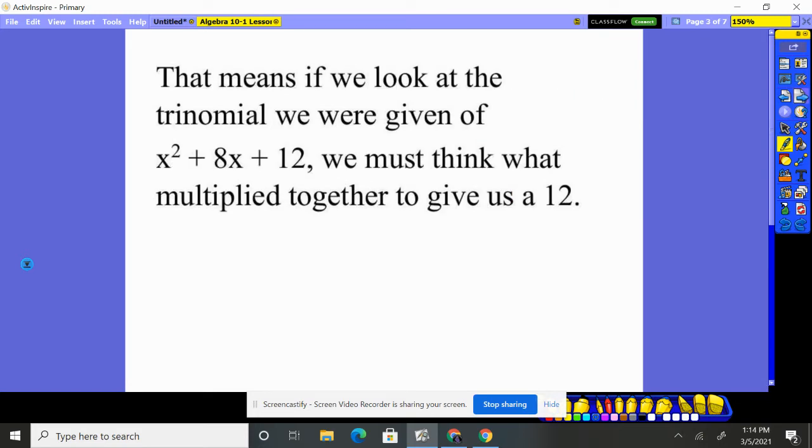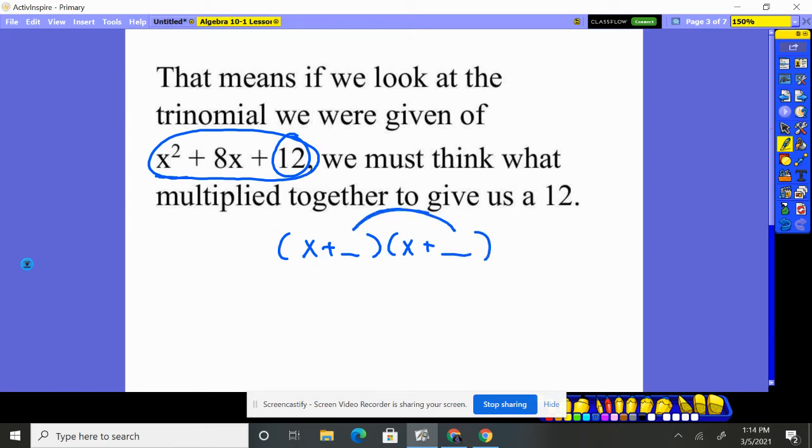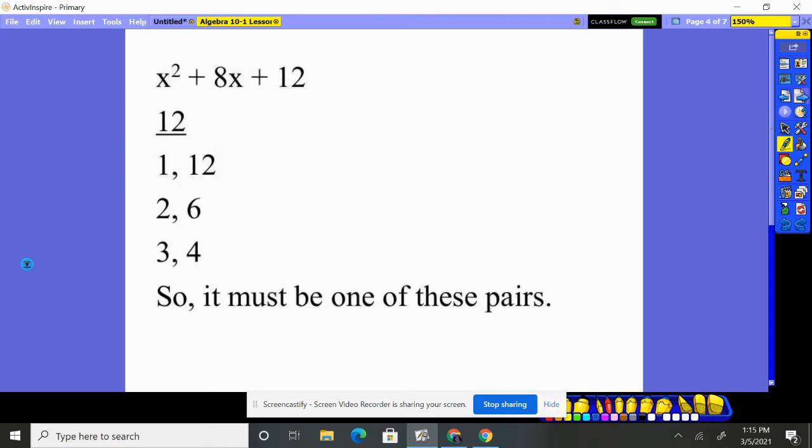So let's look at the trinomial he gave us. He gave us this trinomial right here. So we must think, what multiplied together gives us this back number? Because it was x plus some number, x plus some number here. These numbers multiplied to give us that 12. So we know that.